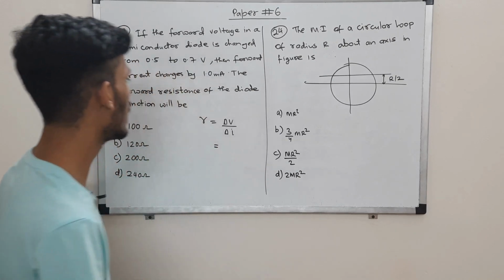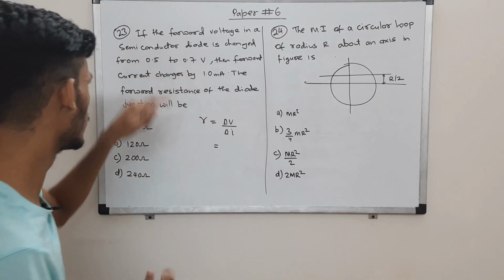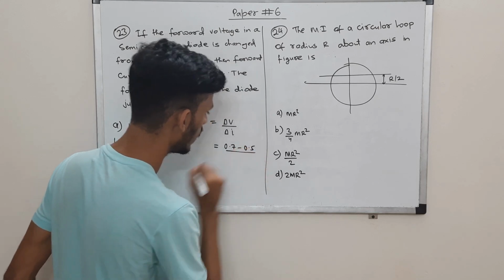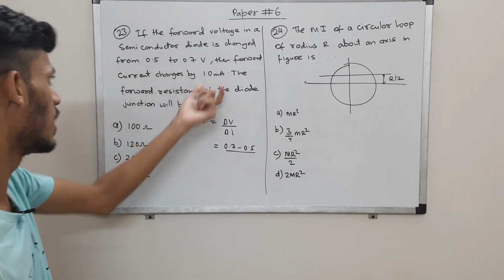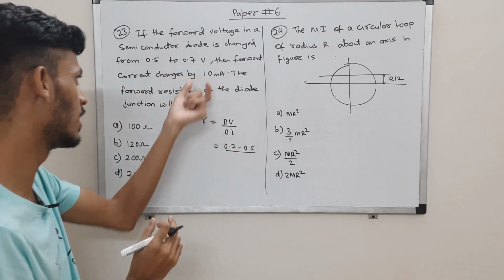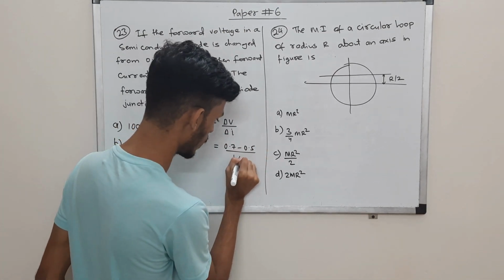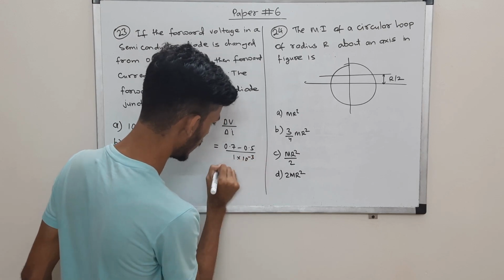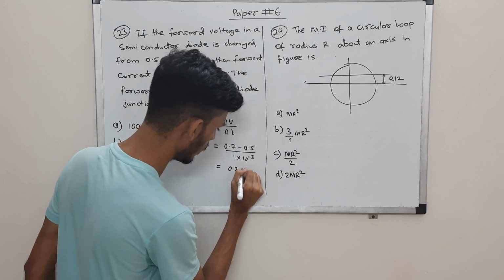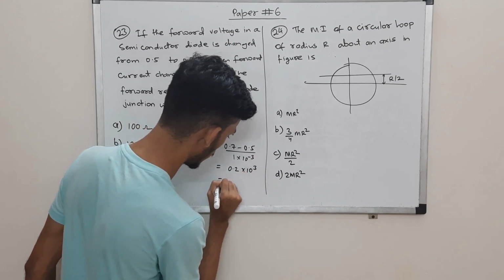So here, if you see delta V, the change in voltage is this to this. So 0.7 minus 0.5, divided by the current change, which is 1 milliamps. That is what is told. So 1 into 10 to the power minus 3. So this is 0.2, and 10 to the power minus 3 will come on top. That will become positive.